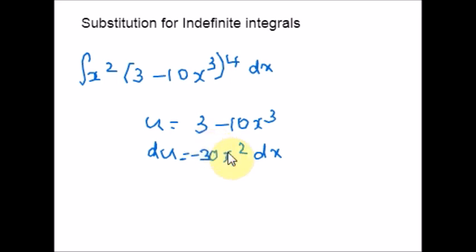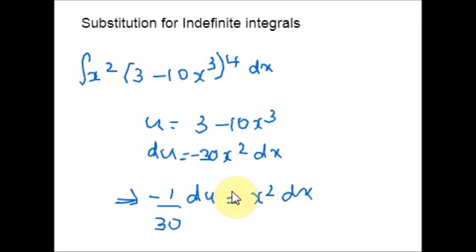Okay. Now, we have a small problem. We have got an x square out in front of the parenthesis, but we don't have a negative 30. This is not really a problem, though it might appear to be at first. We will simply rewrite the differential as follows. x square dx can be written as, if you divide both the sides by negative 30, negative 1 over 30 du. With this, we can now substitute the x square dx away.